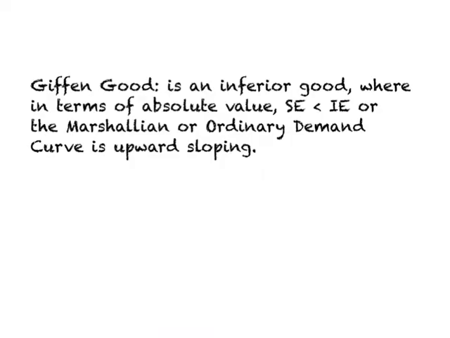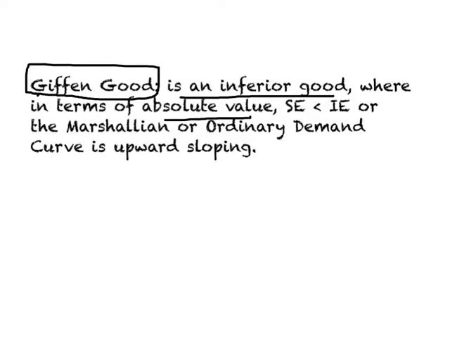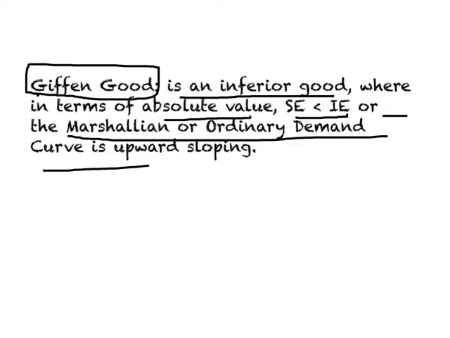Now the last slide that we examined is an example of Marshallian demand curve being upward sloping, and in terms of absolute value, the substitution effect is smaller than the income effect. If this happens, apples would be considered a Giffen good, and here is the definition of a Giffen good. Giffen good is an inferior good where in terms of absolute value, substitution effect is less than income effect, or the Marshallian or ordinary demand curve is upward sloping.